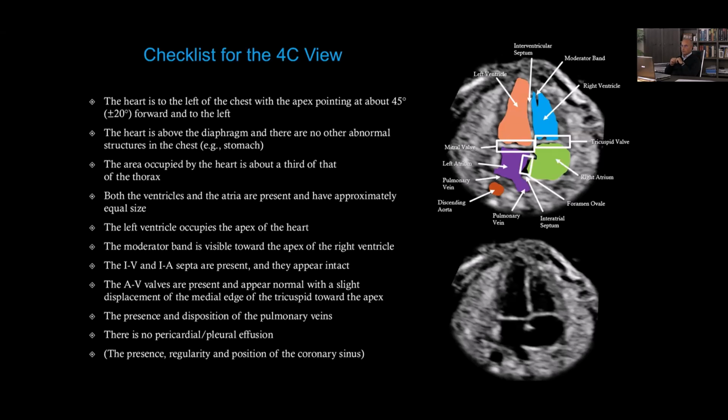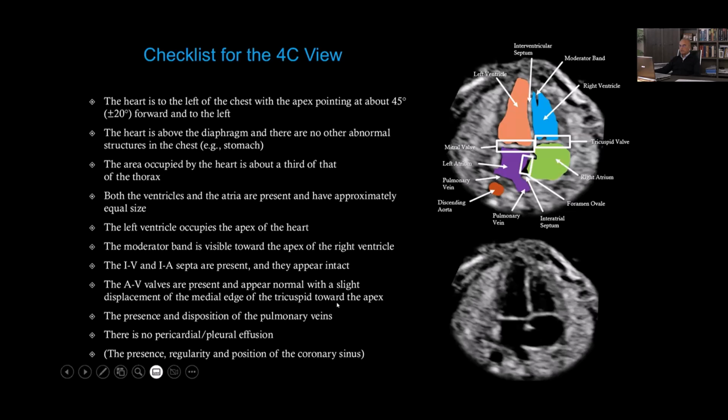The heart is above the diaphragm, and there are no other abnormal structures in the chest, for example, the stomach. The area occupied by the heart is about a third of that of the thorax. Both ventricles and the atria are present, and they have approximately equal size. The left ventricle occupies the apex of the heart, like you can see here. The moderator band is visible toward the apex of the right ventricle, and these last two aspects are very important in order to identify the left ventricle and the right ventricle.